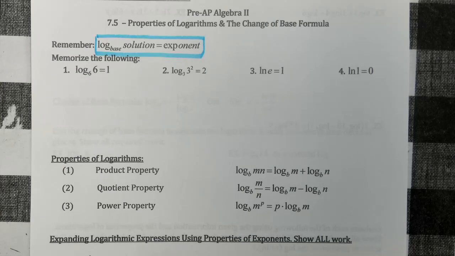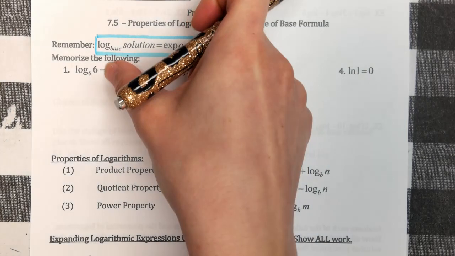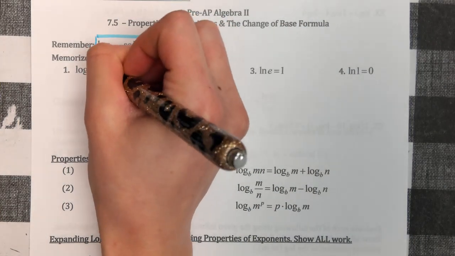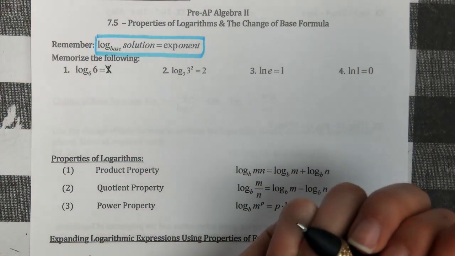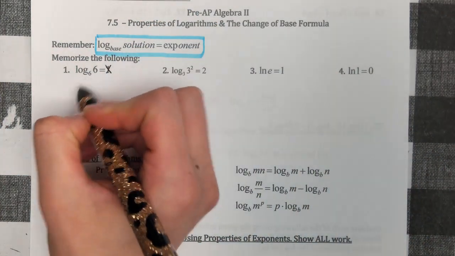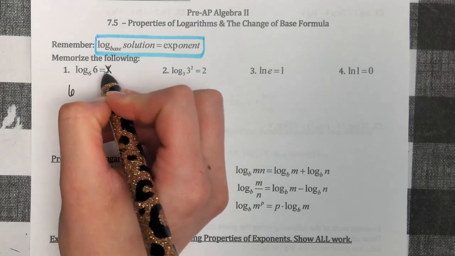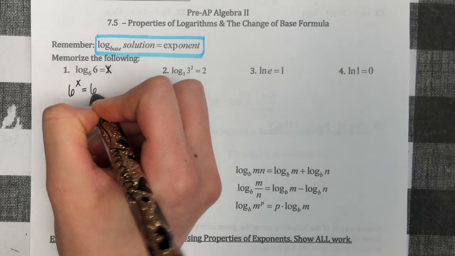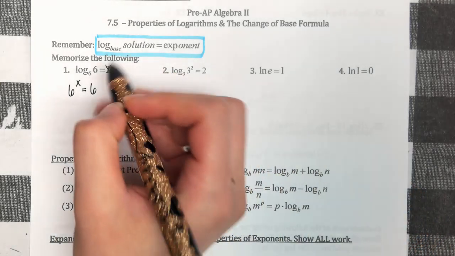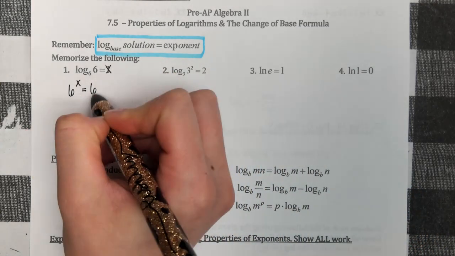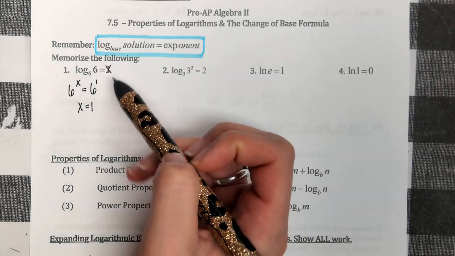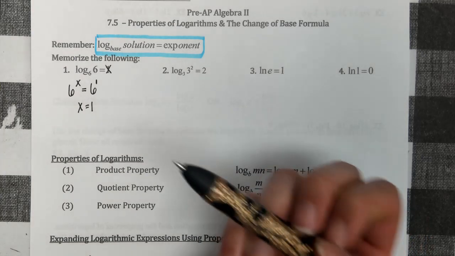So if I give you log base 6 of 6, ignore that I already told you it's equal to 1. If you didn't know what it was equal to, imagine that this was an x. So we could put it in exponential form. Log base, so my base is 6, solution equals exponent, so 6 to the x is equal to 6. And then they're the same base. This has an understood exponent of 1, so there's my x equals 1. That's why log base 6 of 6 equals 1.